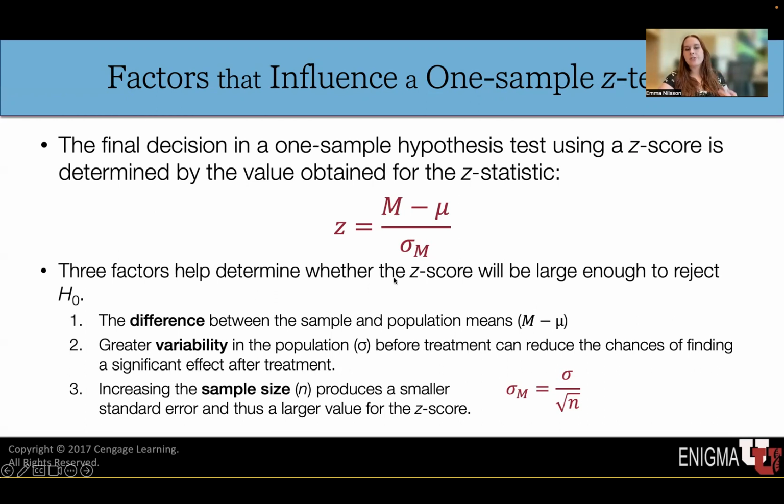And then the second two factors both fall within the denominator, the standard error. When you have greater variability in the population before treatment, that is going to decrease your z-statistic. And if you have an increased sample size, you're going to have a smaller standard error, and then you'll have a larger z-score. So greater variability decreases your z-statistic, greater sample size increases your z-statistic.